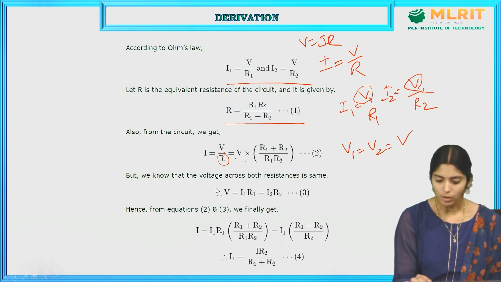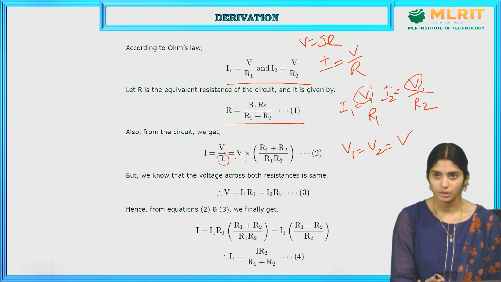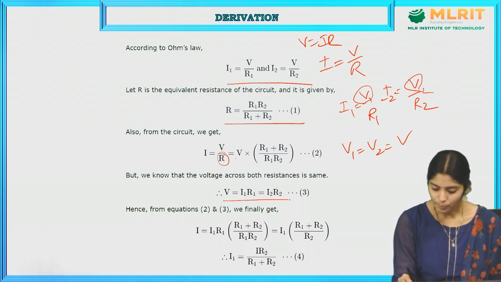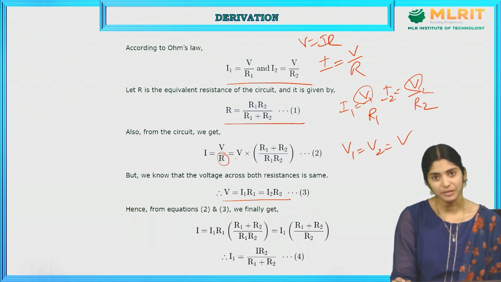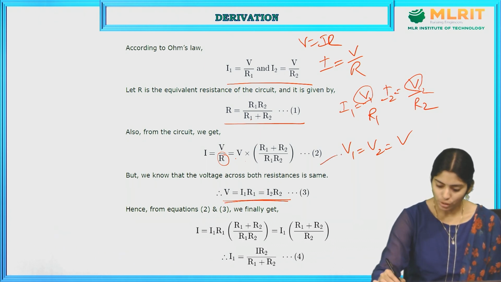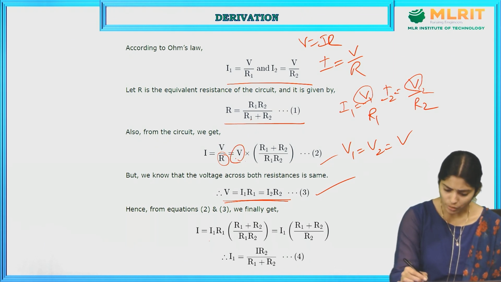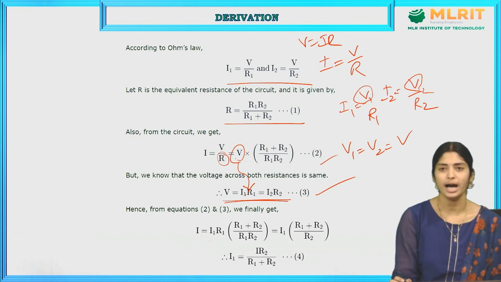Now the voltage across both the resistances is the same. We know that. So now V is equal to IR. IR means I1 R1, that is equal to I2 R2. Why? Because in parallel circuits the voltages will be the same. So from these two equations finally we will get I is equal to, see, in the place of V substitute the value I1 R1.